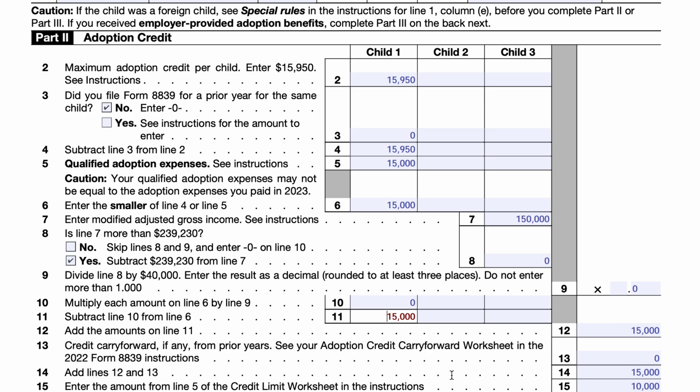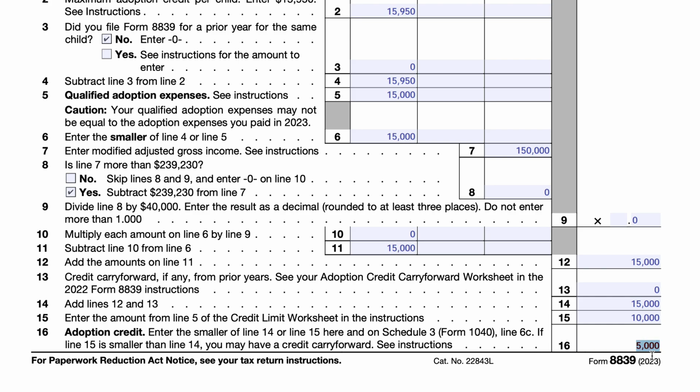So the credit limit worksheet, let's imagine that we did that and we have $10,000 available. We're going to enter the smaller of line 14 or 15 here, and that means we would put $10,000 on Schedule 3, line 6C. So Schedule 3 would be the tax credits portion that you can use to reduce income. And if line 15 is smaller than line 14, then you have a tax credit carry forward, and then the instructions would kind of walk you through that.